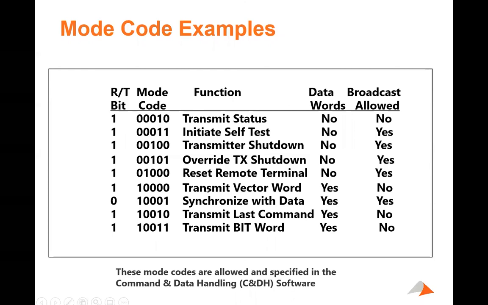Transmit vector word. That means inside that vector word is what to ask the RT when it wants to interrupt and be serviced. Synchronize with data. Transmit last command. Transmit a built-in test word. This is what would happen here on the bomber: it would synchronize with data, and it would use this message to cause the LRU data transmissions for everybody to swap their buffers and effectively become something else for a short period of time.